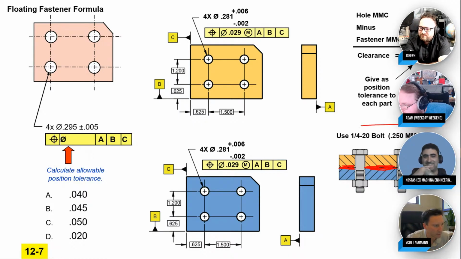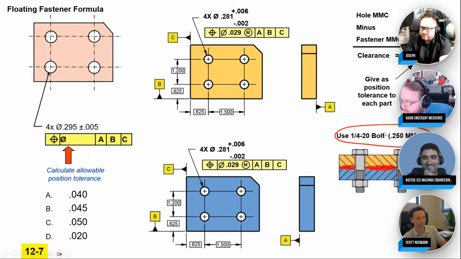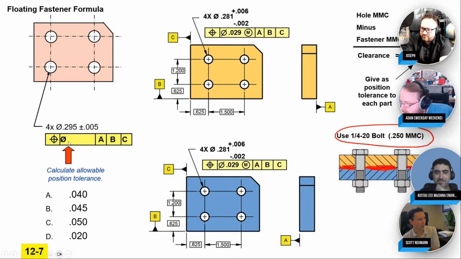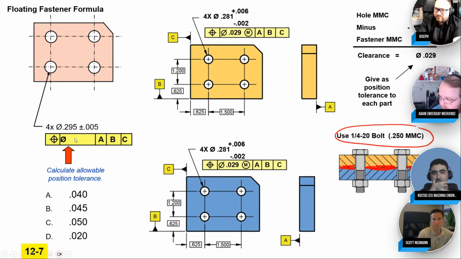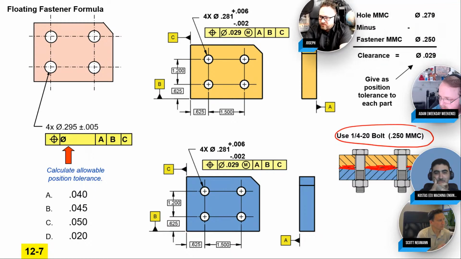Now, assuming they have the same size bolt, so same size bolt is a 250 MMC, what would be the allowable position tolerance for this set of holes? And I did give you a multiple choice if you want to pull in on that. I'm going to say A, 0.04. I want to know what the chat thinks, so I could be completely wrong.